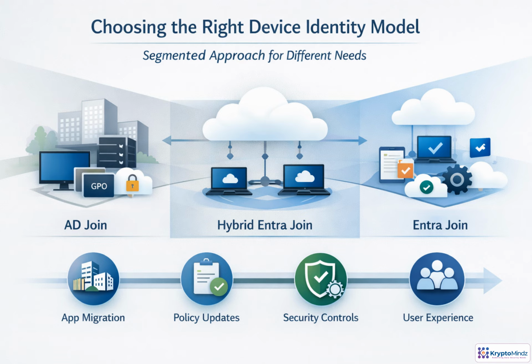Choosing a device identity model is rarely all or nothing. Domain join still fits devices tied to legacy apps, group policy, or direct on-premises access. Microsoft Entra join is the stronger target for cloud-first, remote users managed through Intune and modern access controls. Hybrid Entra join provides coexistence while you replace policies and move apps. The key is segmentation. Match each device group to its dependencies, migration timeline, security requirements, and user experience, then modernize in waves.